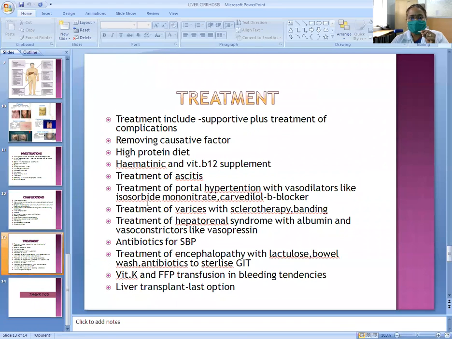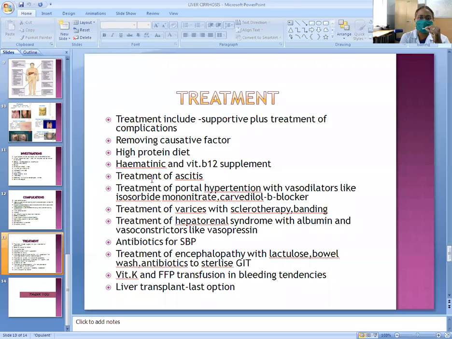The remaining part is the treatment part. Treatment is always supportive. Once your liver is shrunken, fibrotic, and non-functional, there is no treatment to save the liver or to regenerate the liver. So the treatment is always supportive and treatment of complications. So treatment is supportive plus treatment of complication.